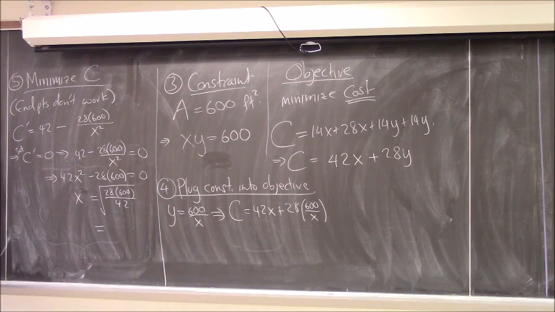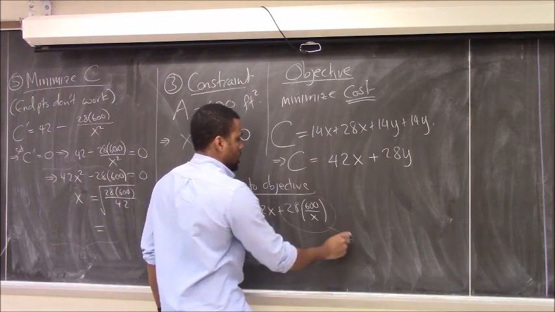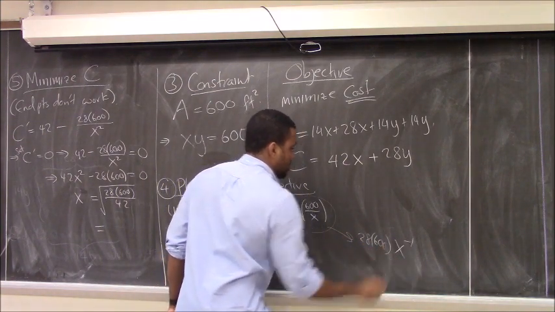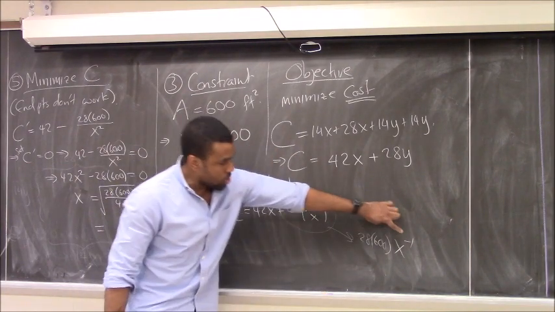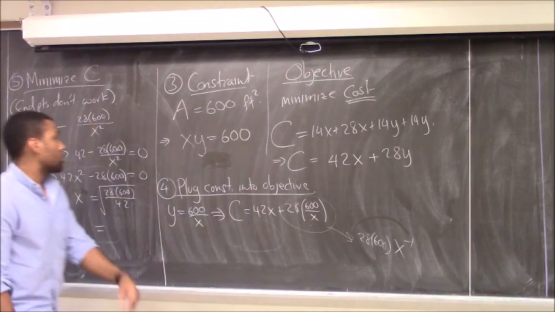Why is it minus? 42 minus. Because this here is 28 times 600. I bring the x up, think of it as x to the minus 1, do the power rule, so the negative 1 comes down, subtract 1 from the power.